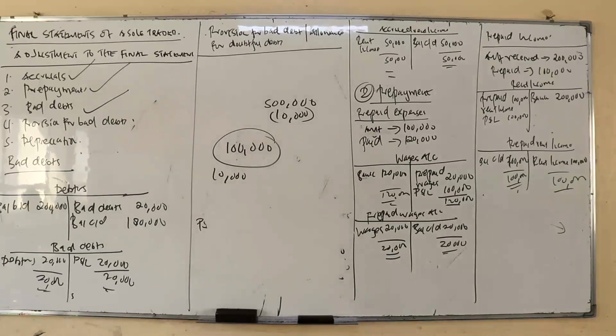It is born out of the experience you have had in business. When you're in business for a while, you're able to estimate things. You're able to know that this percentage will not be paid. So that is a provision.